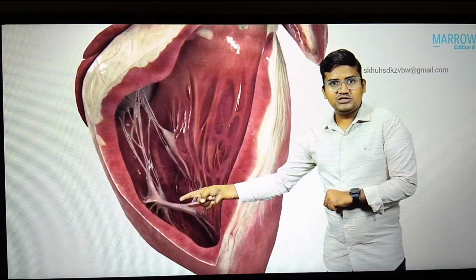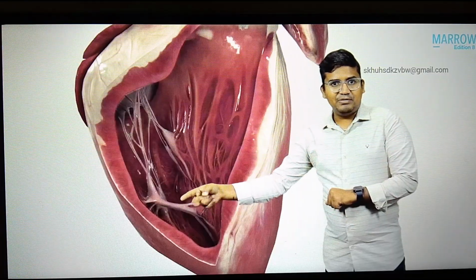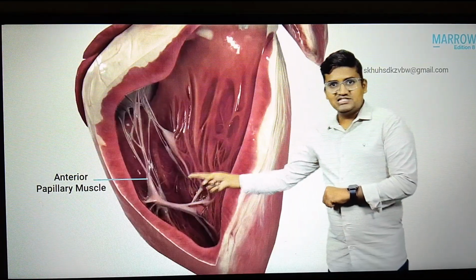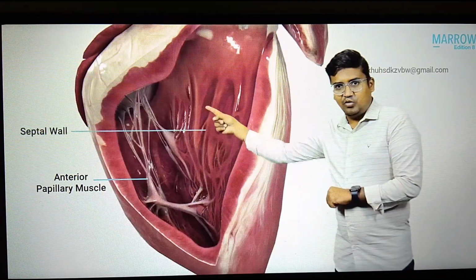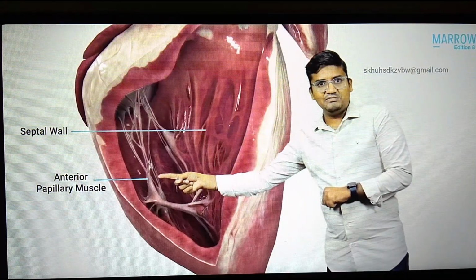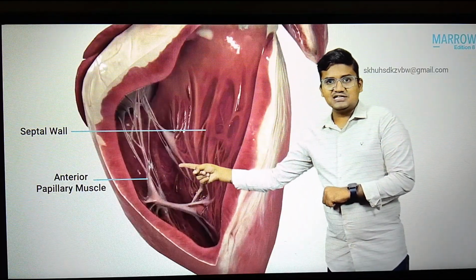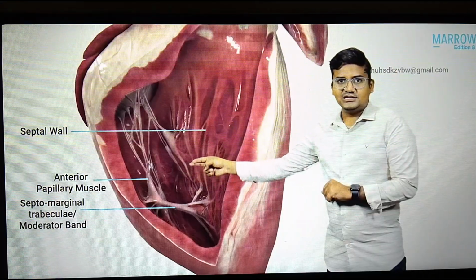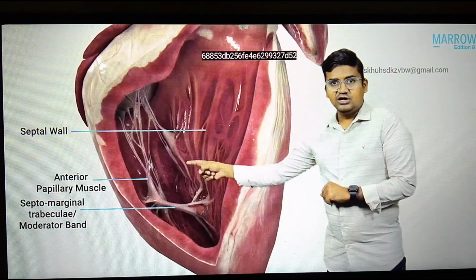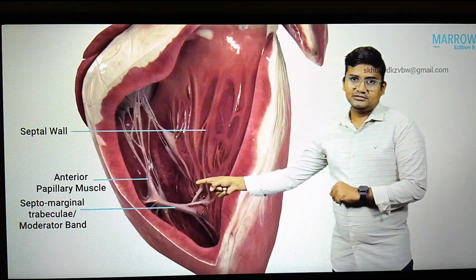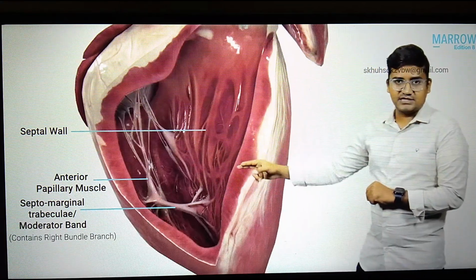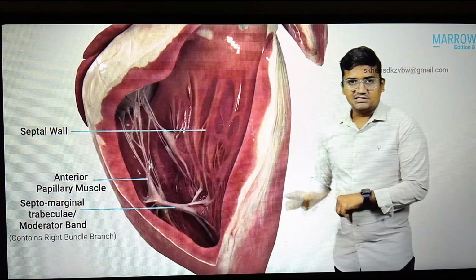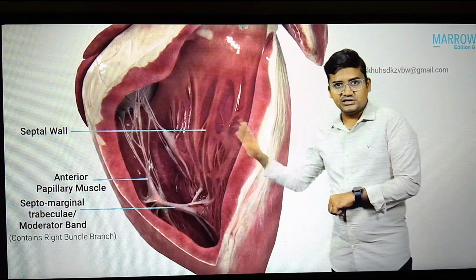My finger is pointing towards the bridge only. Now, that is our papillary muscle. So, the bridge is extending from the septal wall up to the papillary muscle. The bridge is called septomarginal trabeculae, also called the moderator band, which contains the right bundle branch. This is an example of bridges.